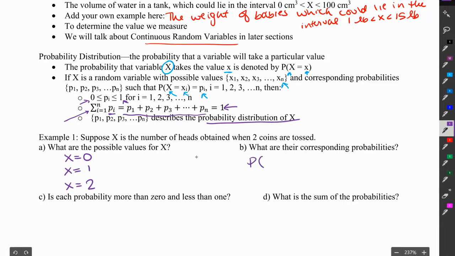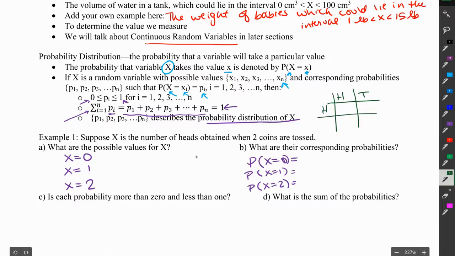The probability of X equaling 0, actually we should probably start with 0. The probability of X equaling 1. And the probability of X equaling 2. Okay, so there's a couple ways to figure this out. If we think about it, we can make a little table. I can get a head or a tail from the first coin. From the second coin, I can also get a head or a tail. So I could have 2 heads, a head and a tail, a tail and a head, or 2 tails.